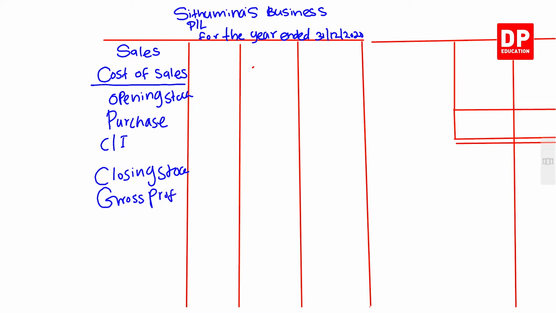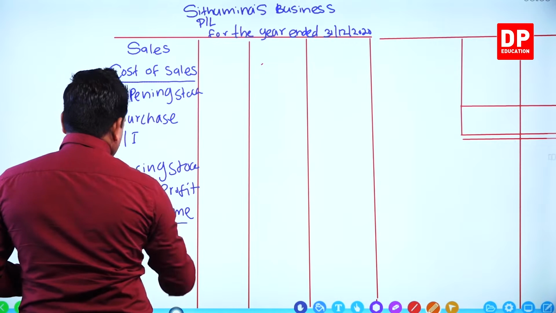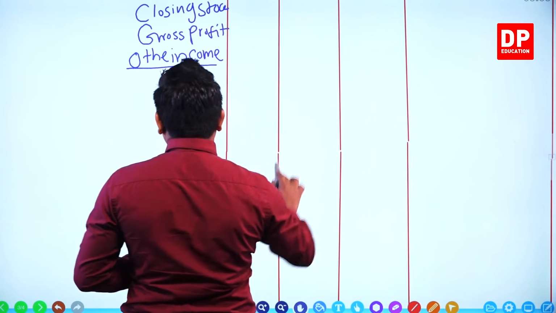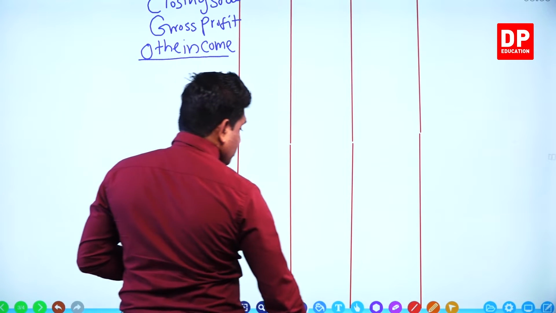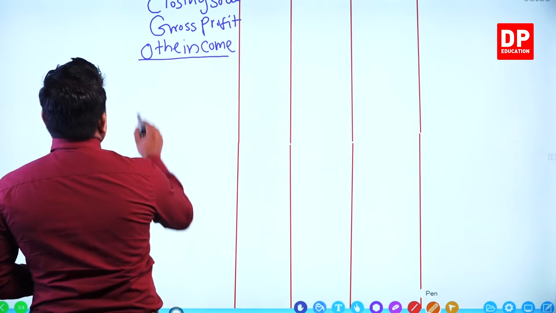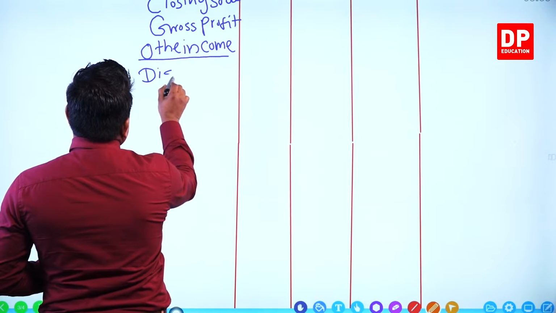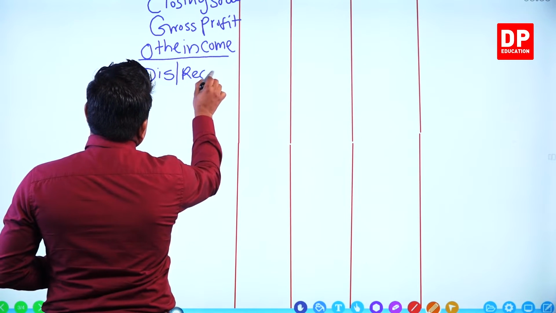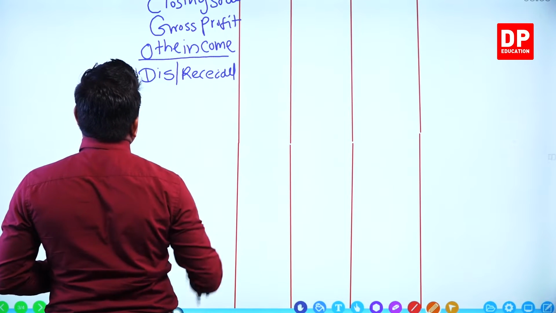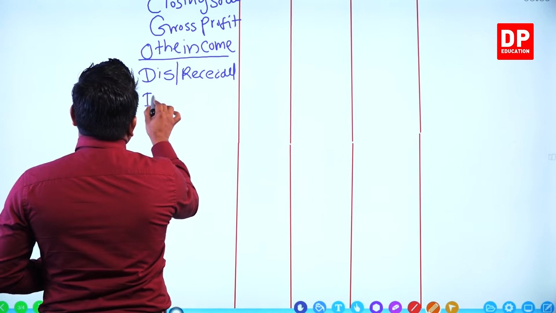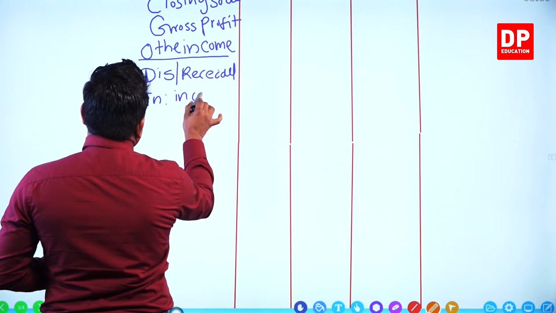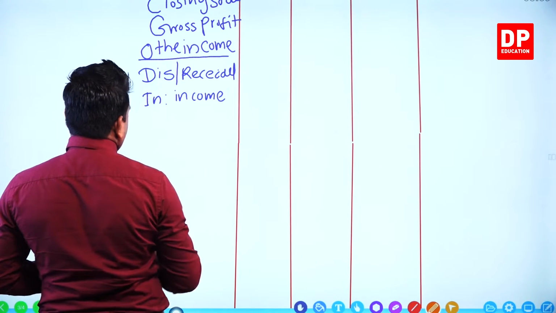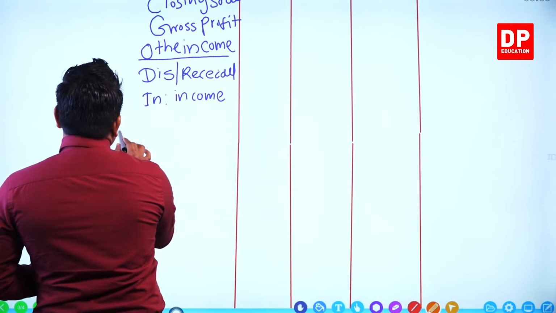After the gross profit, what we write? Other income. What are the other income? Do you remember? Discount received was there. What else? Investment income. Then you can write what? Distributing expense.